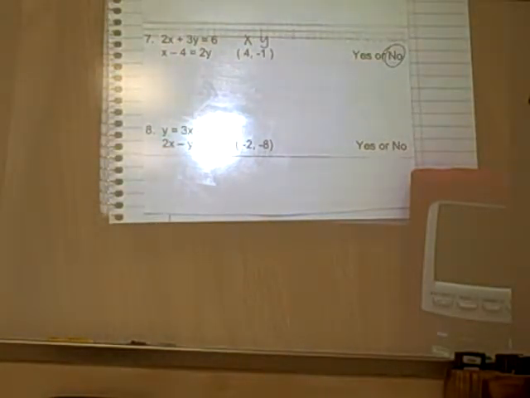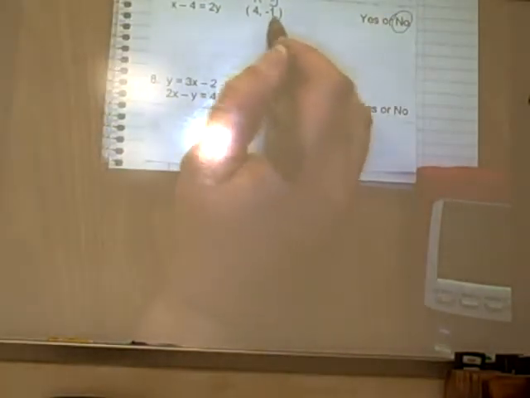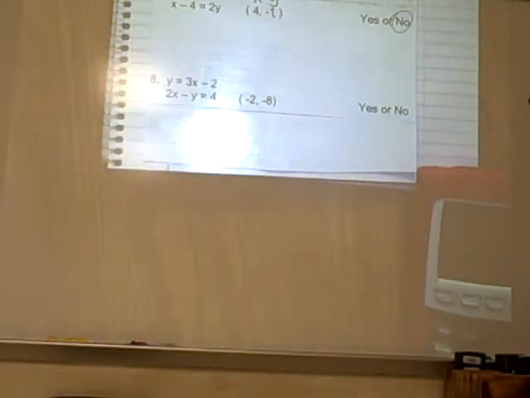These are not super hard. Use your common sense. Kind of plug them in and see if this input number will get you that output number on both of those equations.